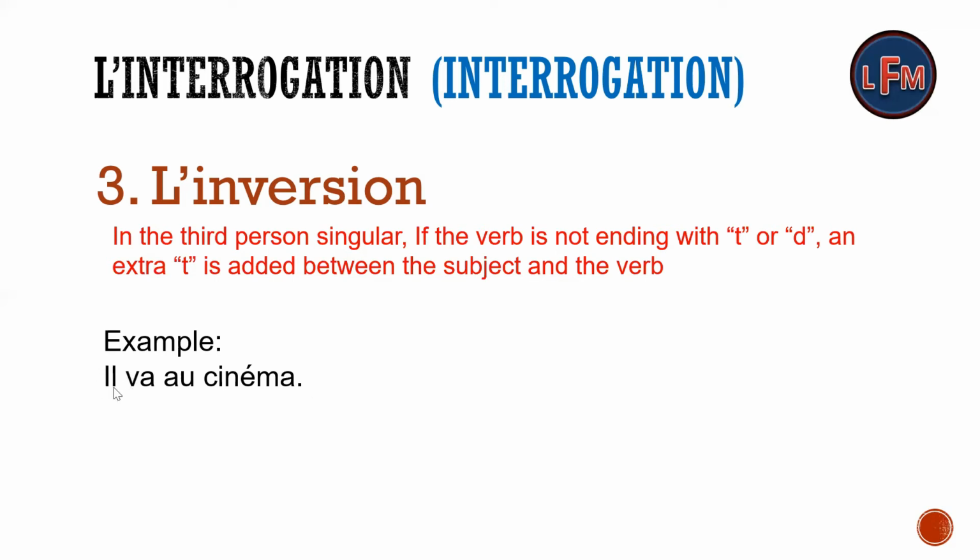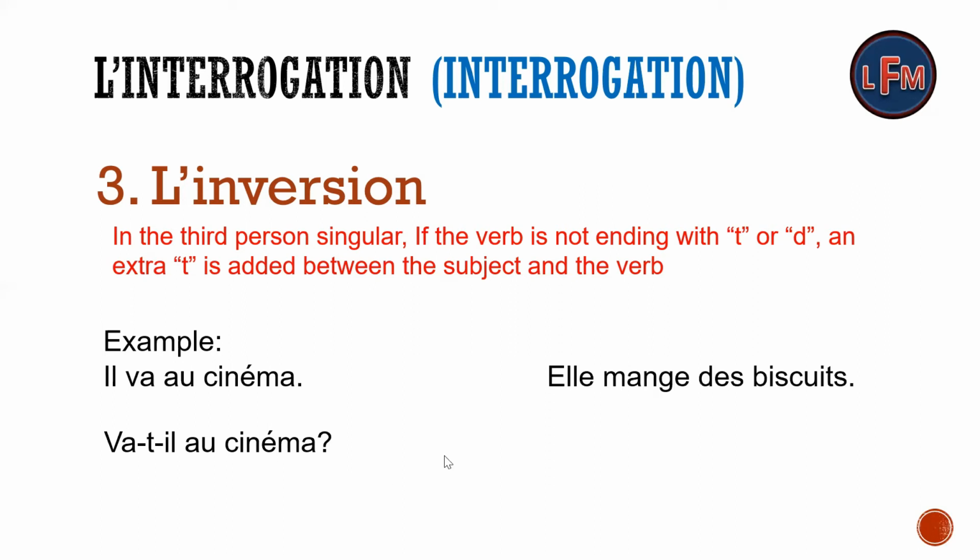Here we have third person singular. So to make the question with inversion, we write va-t-il au cinéma, because here the verb is not ending with T or D. So an extra T will be added between the subject and the verb following the hyphen. Va-t-il au cinéma?